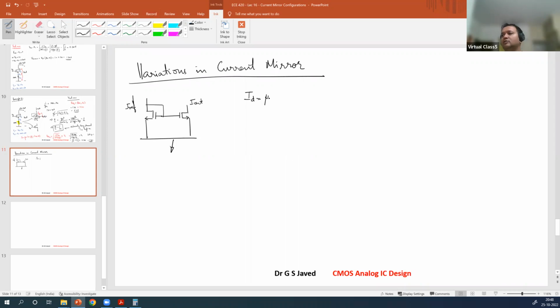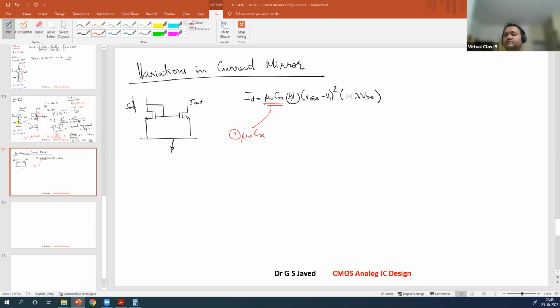ID is equal to mu n C ox W over L, VGS minus VT whole square, times 1 plus lambda VDS. So this is your typical current equation. So what all can vary here? Important points. First thing is your process can vary.